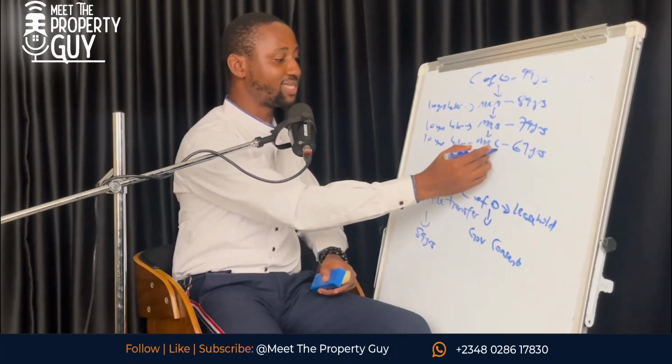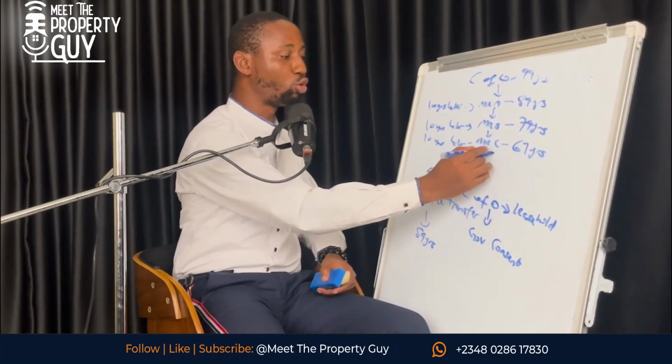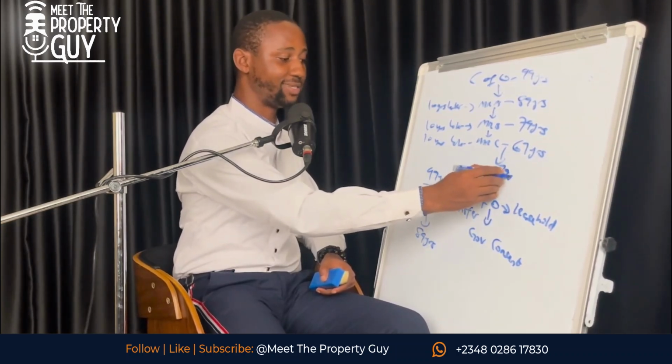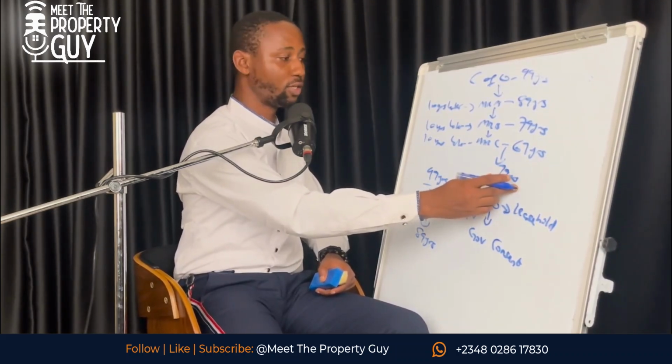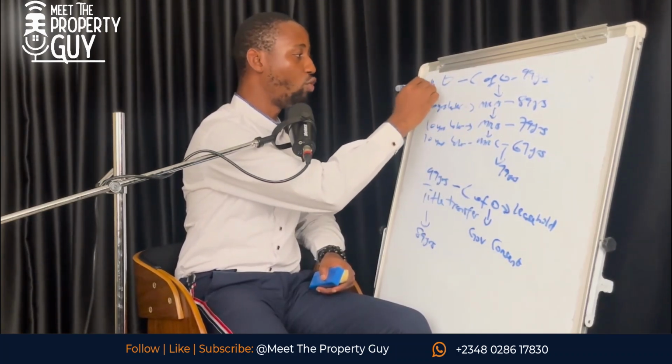So what I mean by this is that if Mr. C holds this property for 69 years, it is Mr. C that will go to the government to renew the C of O back to another 99 years. It's not the business of Mr. B, it's not the business of Mr. A, and it's not the business of this original Mr. O. It's not their business.